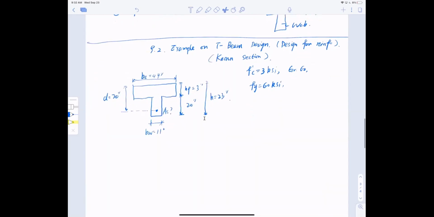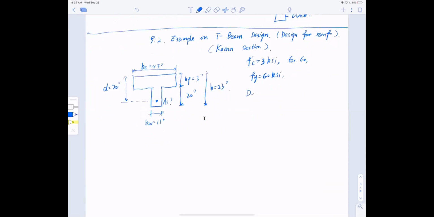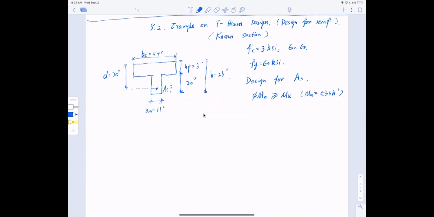So the whole purpose of design is to design for As to make sure that phi Mn is greater than Mu. So we need an applied moment. I'm going to say I need Mu of 533 kip-feet. So this is the problem. I'm going to start the design, so solve.